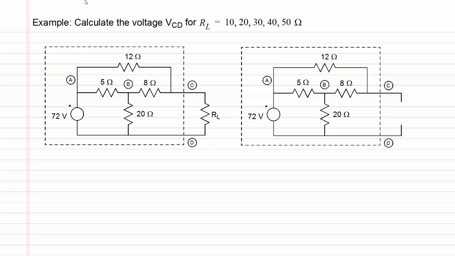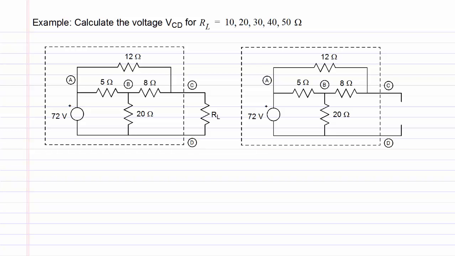In this video, we will apply Thevenin and Norton equivalents to the analysis of a circuit. For the left circuit, we have to calculate the voltage VCD, which is across the resistor RL, for different values of RL equal to 10, 20, 30, 40, and 50 ohms.